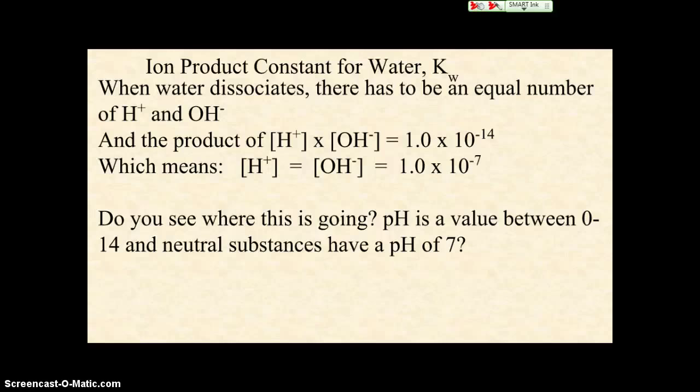And so that means each one should have a value of 1 times 10 to the minus 7th in a neutral solution, and their product should be 1 times 10 to the minus 14th. Now, if you remember anything at all about pH, which you may or may not, pH is a value between 0 and 14, and neutral substances have a pH of 7. And 7 and 14 should ring a bell because we just saw them as our exponents.